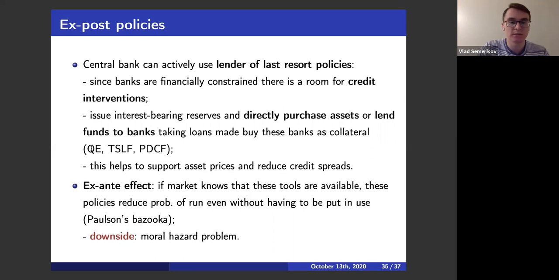It implemented QE programs, and it created some facilities. For example, the PDCF, the Primary Dealer Credit Facility, allowed the Fed to lend directly to investment banks, which was not allowed before the crisis. And moreover, once everybody knows that these tools are in place, they can have a positive ex ante effect. As in the case of the famous Paulson's bazooka, once everybody knows that these tools are available to policymakers, that can reduce the probability of runs ex ante. But the downside of such an ex ante effect is the moral hazard problem.